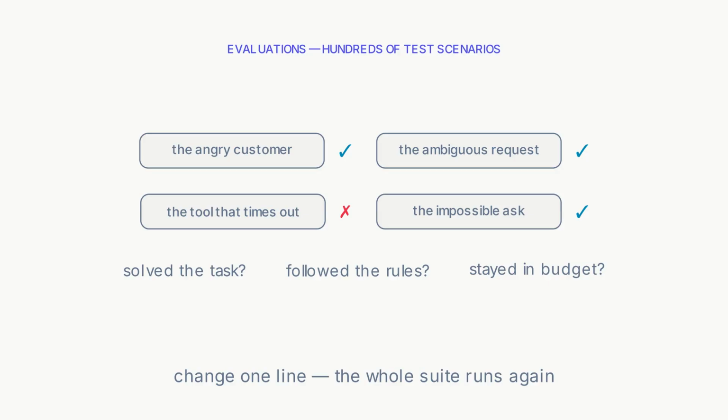Each run is scored. Did it solve the task? Did it follow the rules? Did it stay in budget? Change one line of the instructions, and the whole suite runs again. It's how you improve one behavior without silently breaking three others.